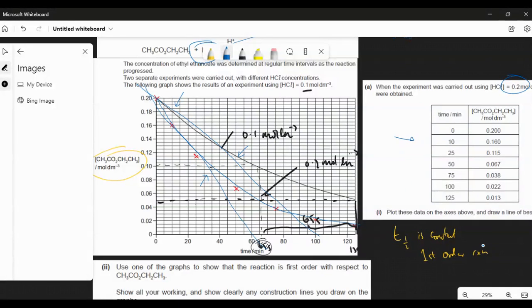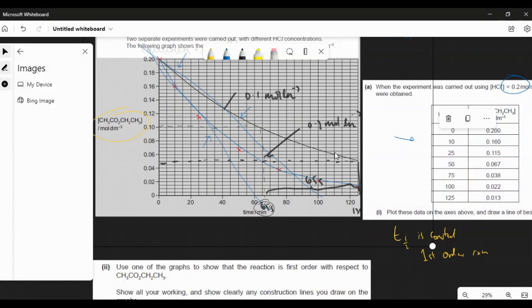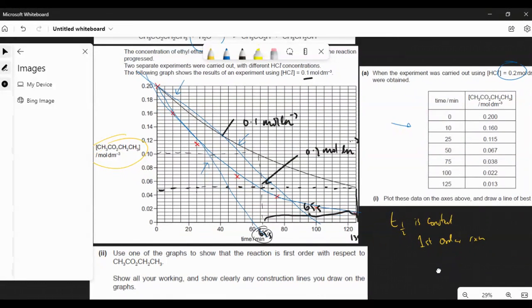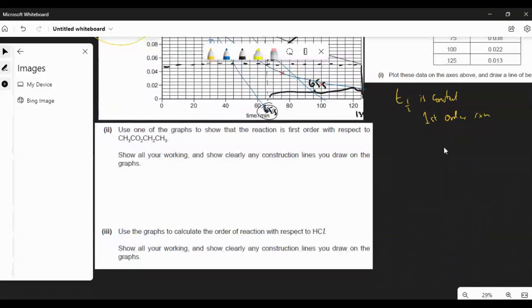And one gradient over the other gives you the order, doesn't it? Which one's going to have the greatest gradient? Our one. So it's the gradients: the steepest gradient, the biggest one, divided by the less steep. It's going to give you the order. Why is that? Because the gradient is the rate. The steepest gradient is the rate at 0.2, and the less steep gradient is the rate at 0.1.